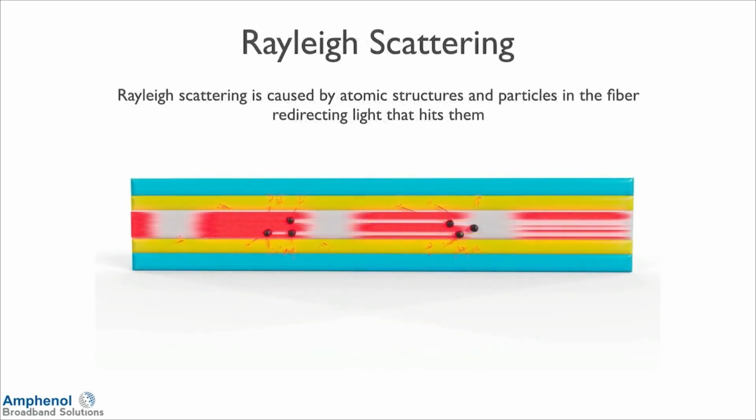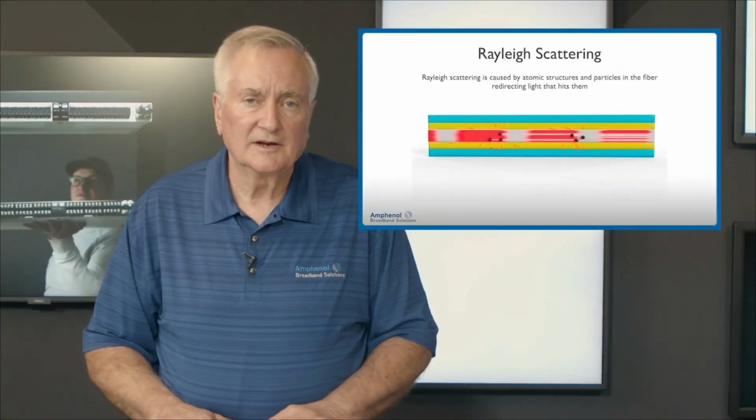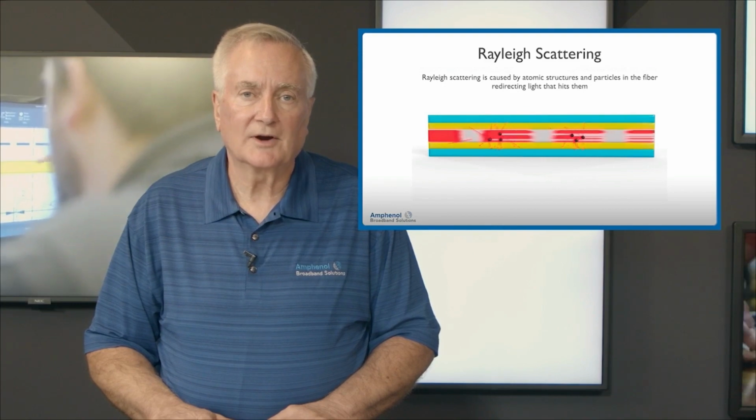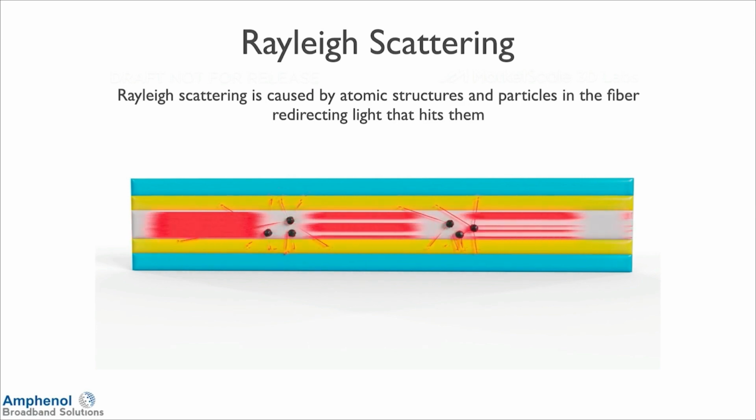The other type of loss is called Rayleigh scattering. And this is caused by atomic structures and particles in the fiber that reflect the light that hit them. Here in this video, you're seeing the different impurities. And as the light strikes those impurities, it reflects that light up into the cladding and into the coating of the fiber optic cable. And this is loss, this is attenuation.